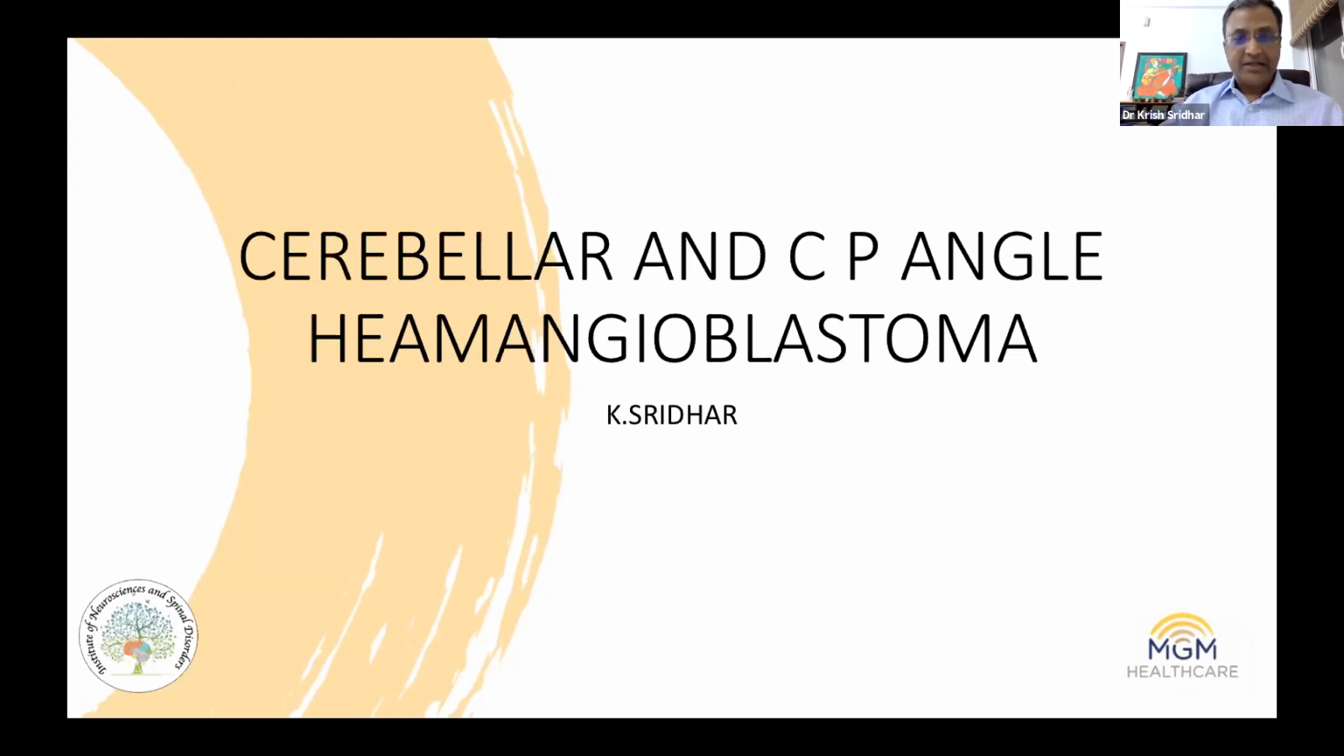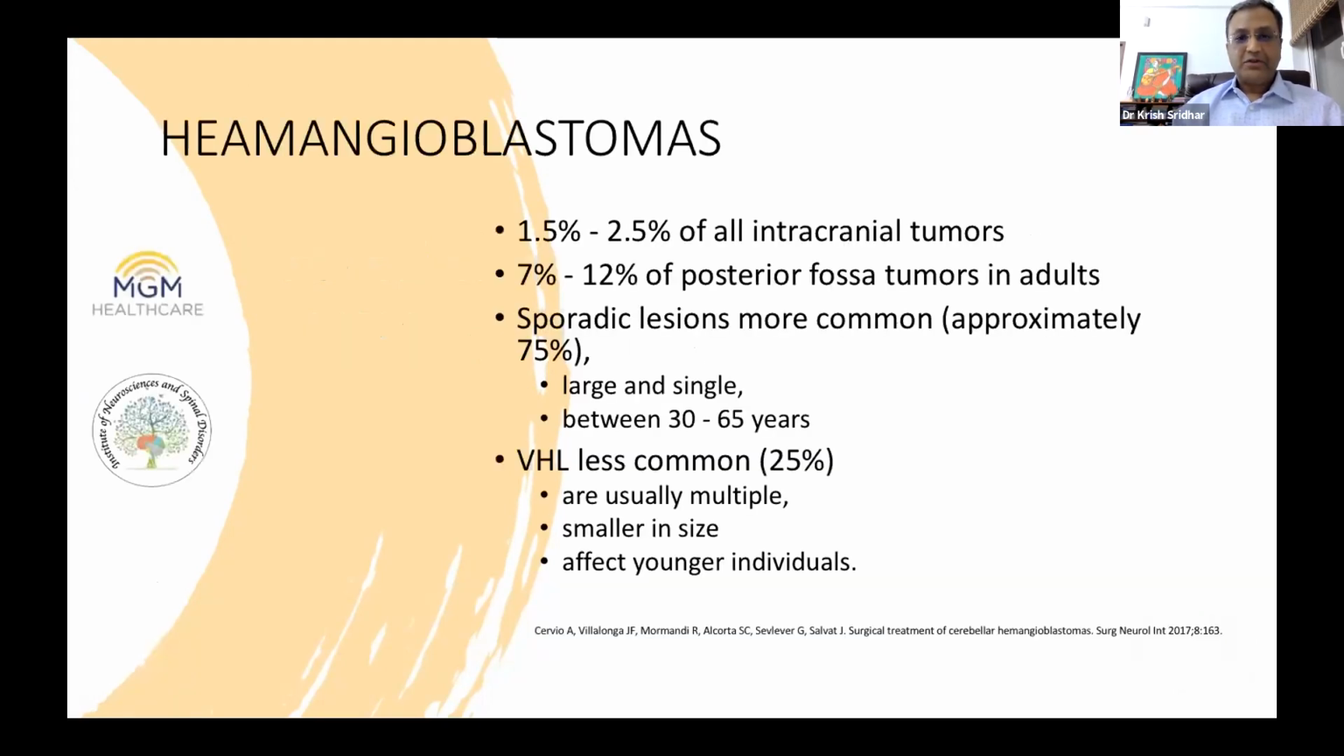Thank you, Ajit. So I'm going to be talking on cerebellar hemangioblastoma and a little bit on the CP angle hemangioblastomas as well. If you look at hemangioblastomas, they form about 1.5 to 2.5% of all intracranial tumors and about 7 to 12% of posterior fossa tumors in adults.